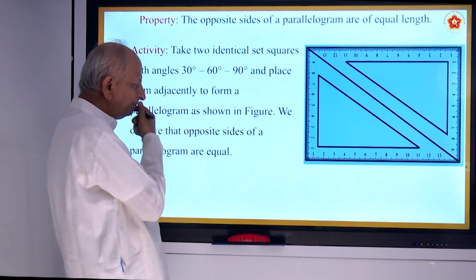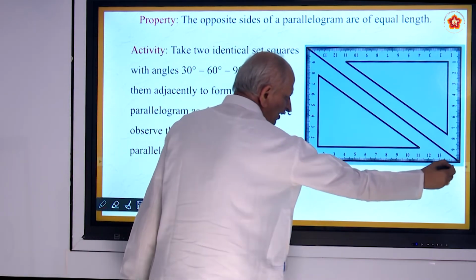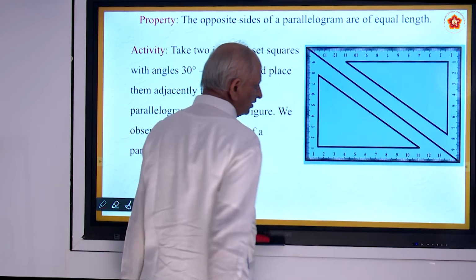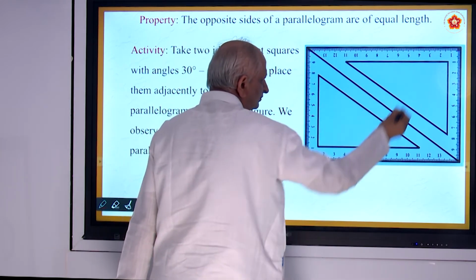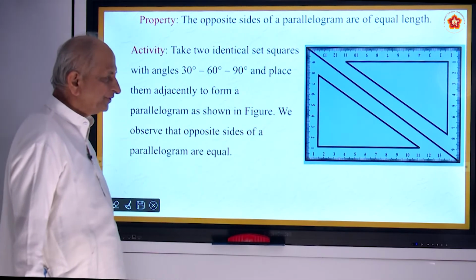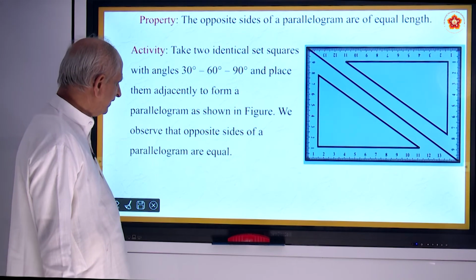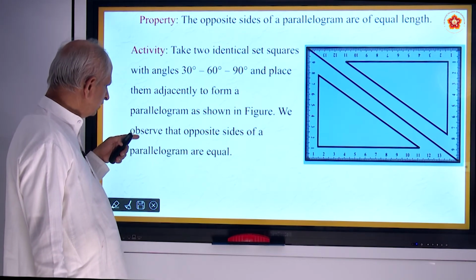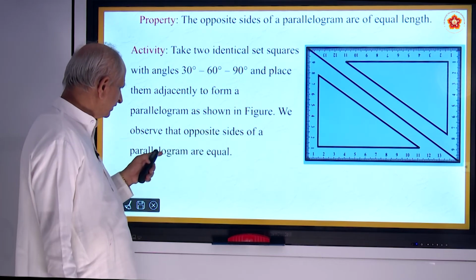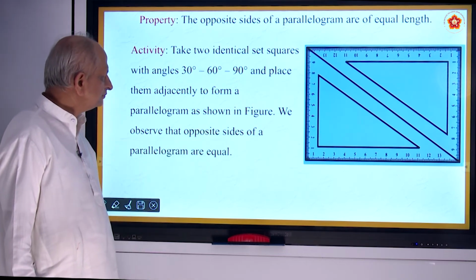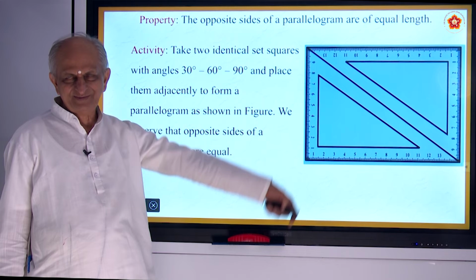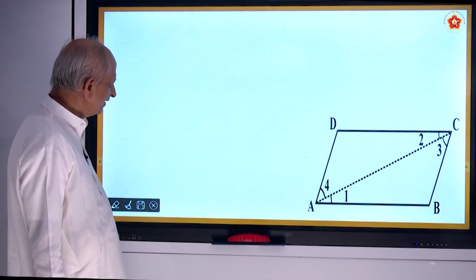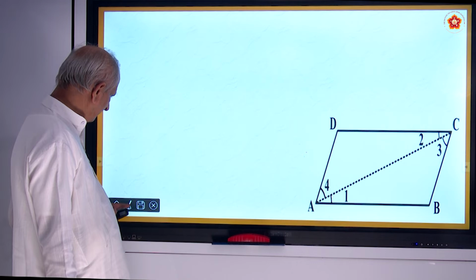Why is it a parallelogram? Opposite sides are equal. This side and this side are equal. This and this sides are equal. Opposite angles will be equal. So, set squares you must take from the geometry box and arrange it like that, we observe that opposite sides of a parallelogram are equal. Okay, but you may arrange it like this, not the other way. Okay, try yourself.